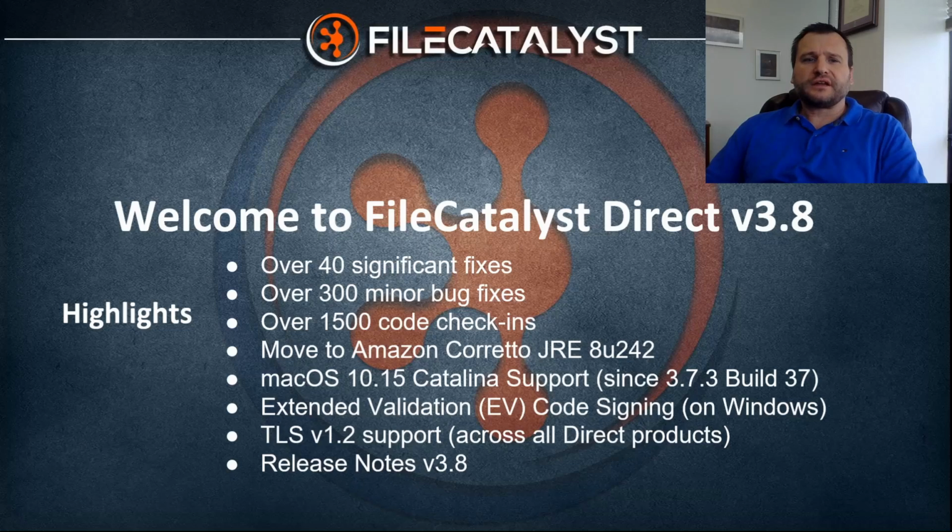In version 3.8, we did over 40 significant fixes. We've fixed over 300 minor bugs, and we had over 1,500 code check-ins altogether. Some of the big changes we've made is we've moved from Oracle Java to OpenJDK using Amazon Corretto JRE. We've also added macOS 10.15 Catalina support. We've actually had that already in 3.7.3 build 37, but it's worth mentioning as this is a pretty big change in the way that applications install on Mac.